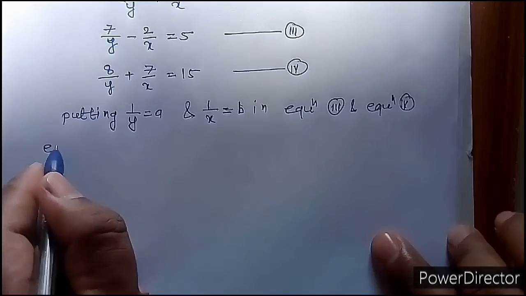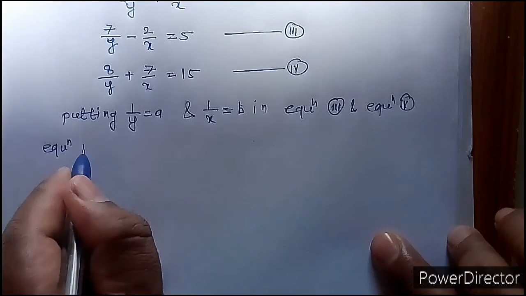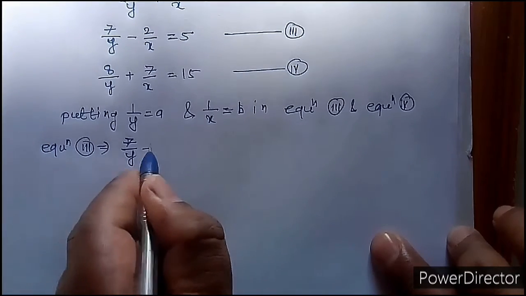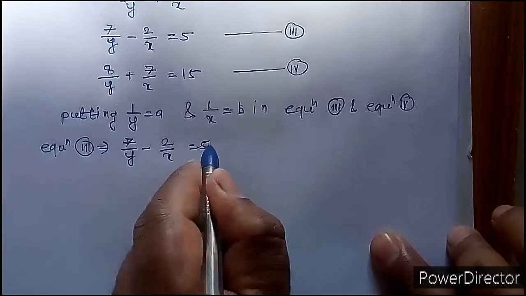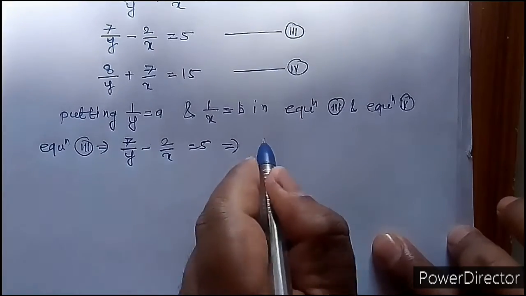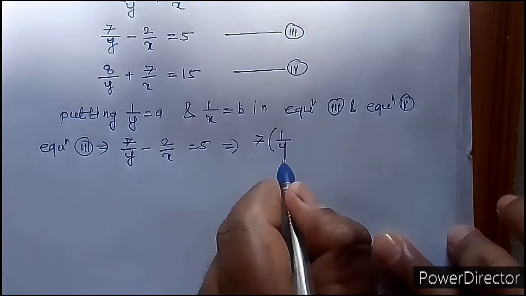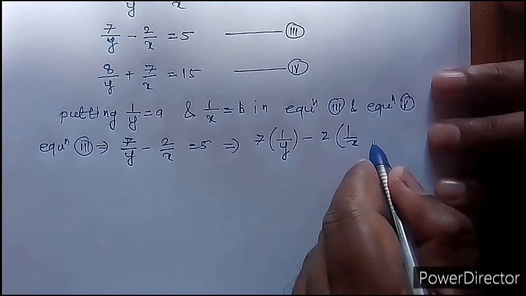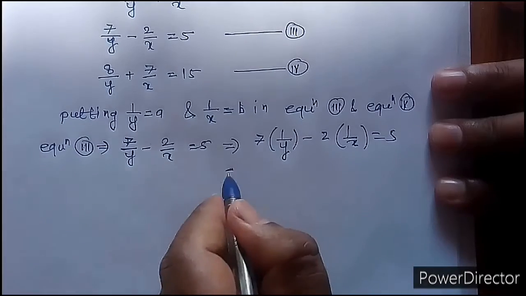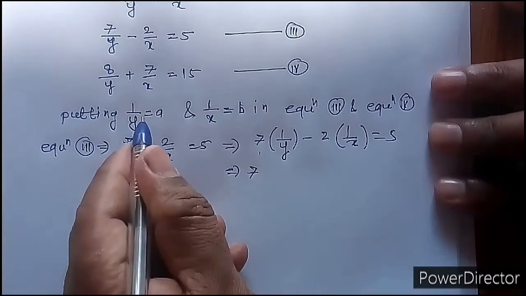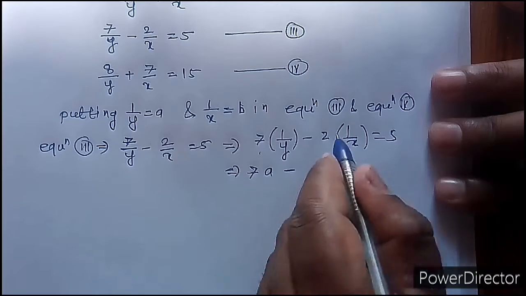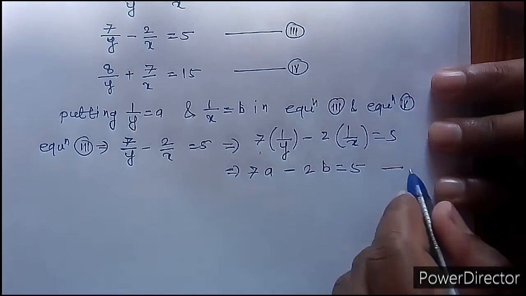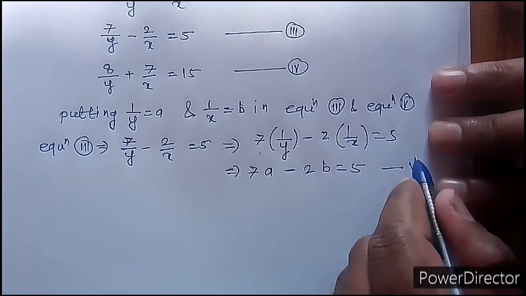Now equation 3 is 7 by y minus 2 by x equals 5, which can be written as 7 into 1 by y minus 2 into 1 by x equals 5. Therefore it will become 7 into the value of 1 by y, which is a, so 7a, minus 2 into 1 by x, which is b, equals 5. Now we get equation number 5.